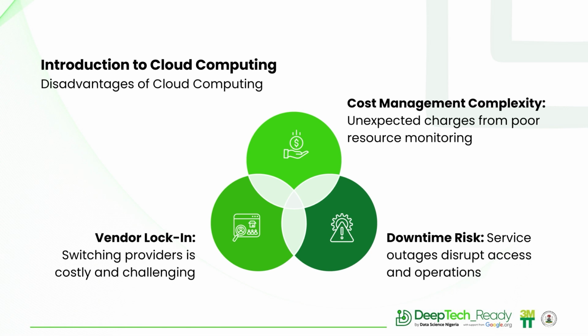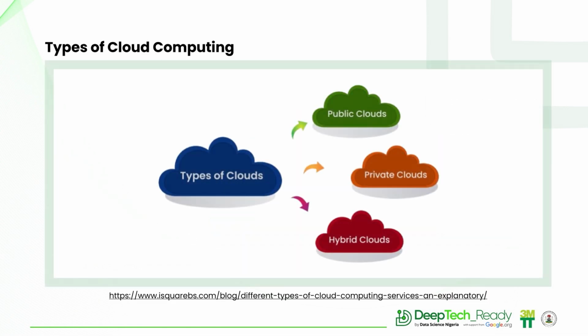Now let's look at the types of cloud computing. How many types of cloud computing do we have? Do we even have types? Let's look into that. So we have 3 types of cloud computing. Number 1, we have the public cloud. Number 2, private cloud. And thirdly, we have hybrid cloud. So what's public cloud? Let's start with public cloud.